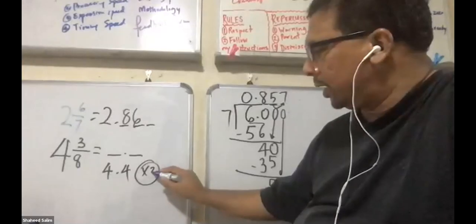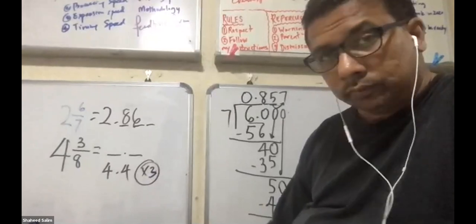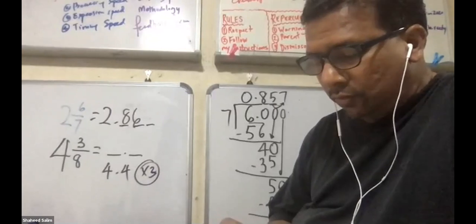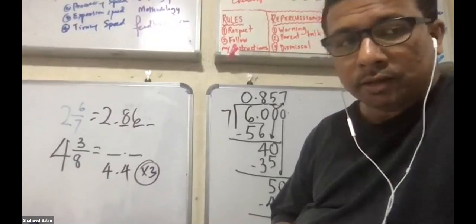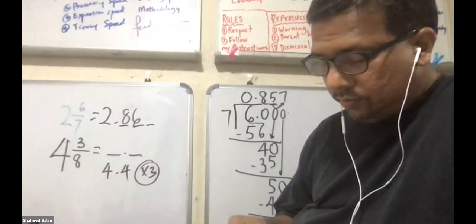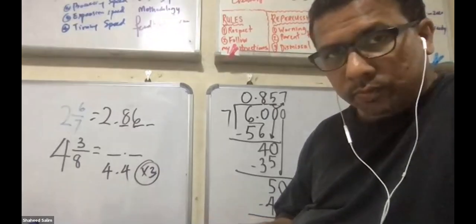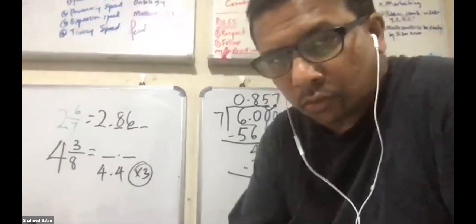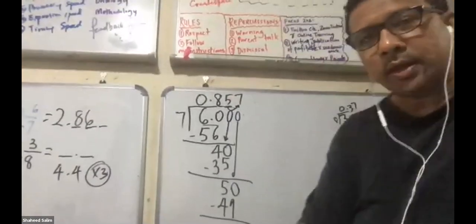4.4. Okay, what about Raihana? I was feeling pressured, right? Everyone's saying 4.4. Don't feel pressurized, okay? Don't be pressured. Raihana? We do together, Raihana? Okay, we do together.